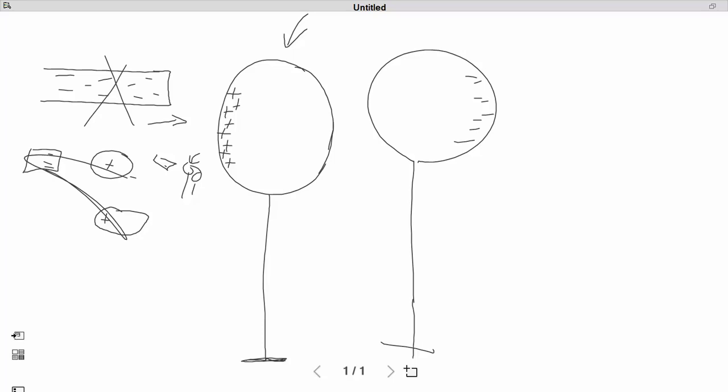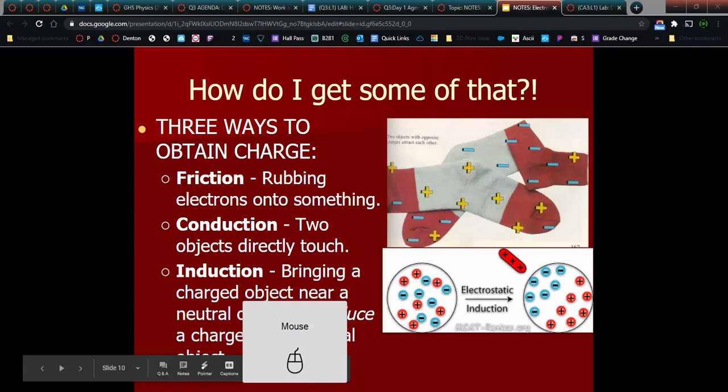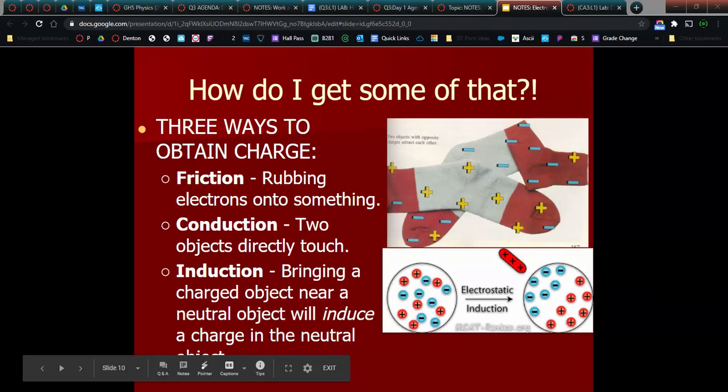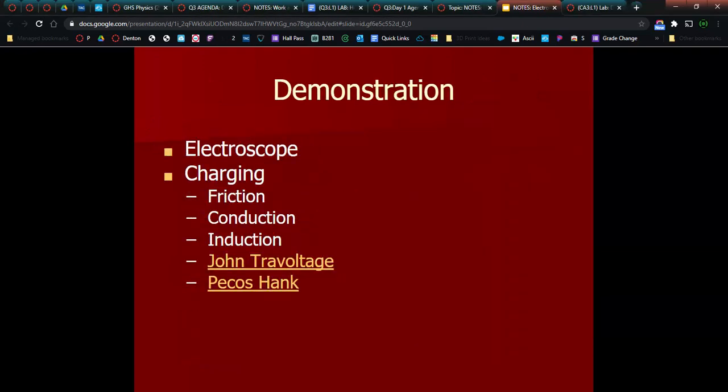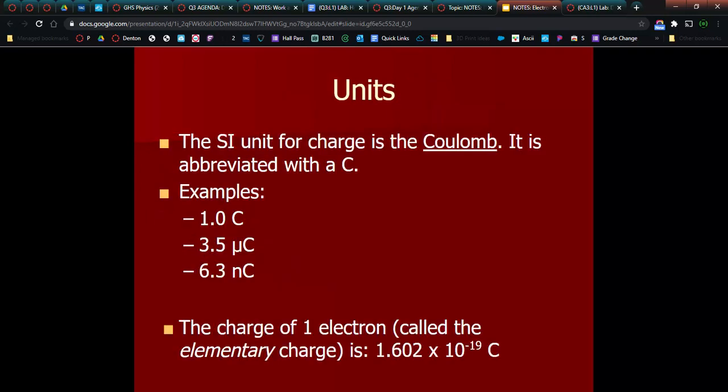So it's charging by induction. So we're charging these objects by induction. We don't know how this object is charged. Okay. And so that's what this whole thing is trying to say here. And we can charge by induction because electric charges actually can act over a distance, kind of like gravity. Okay, so I'm not going to do these demos right now.